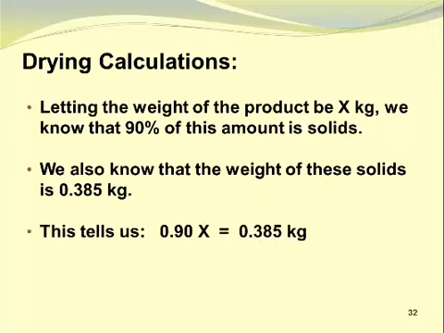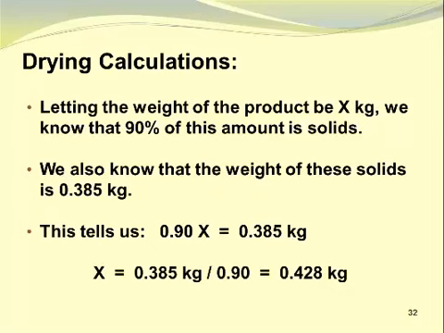0.385 kilograms. This tells us mathematically that 90% of X, which is 0.90 times X, will be equal to the weight of the solids, which is 0.385 kilograms. We can now solve for X by dividing 0.385 kilograms by 0.90, and that will give us 0.428 kilograms of product coming out of the dryer.